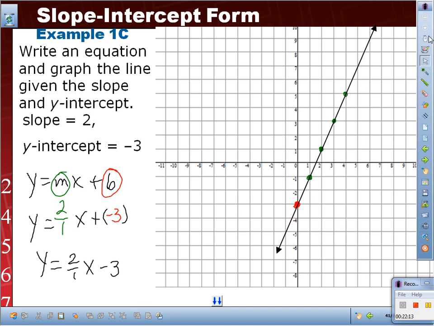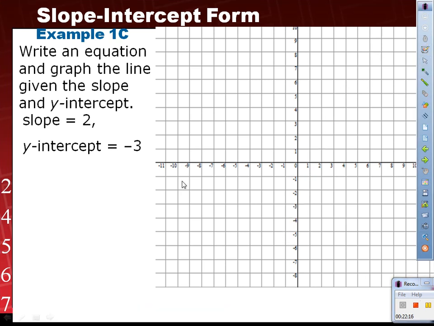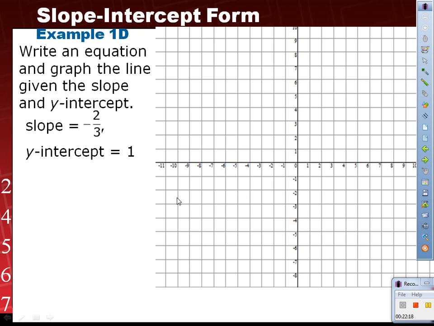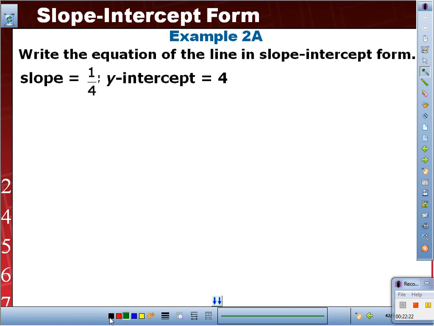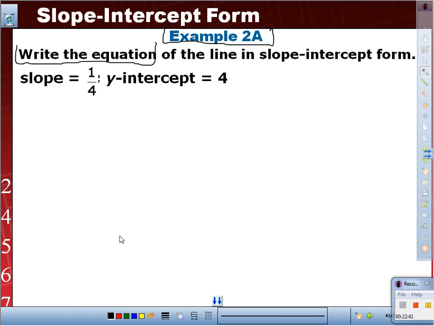Okay. Now, what if they gave you this one? Turn your paper over to the Q side. On the Q column. You guys see the Q column? Yes? All right. I want you to write example 2A. And I want you to write slope 1/4 and y-intercept 4. I only want you to write an equation in slope-intercept form. I'll give you a head start. Ready? Go. 30 seconds.